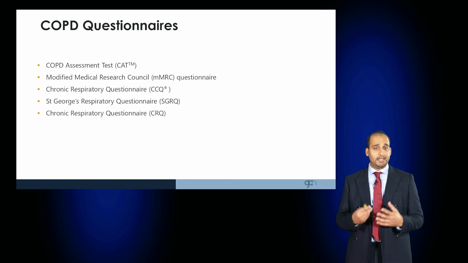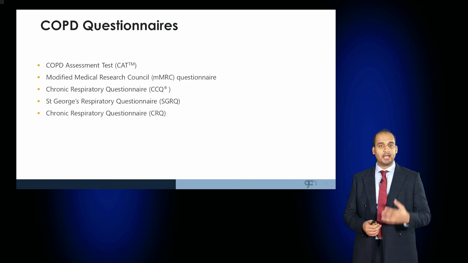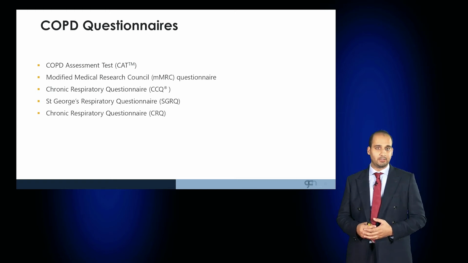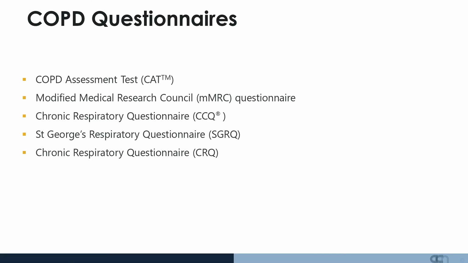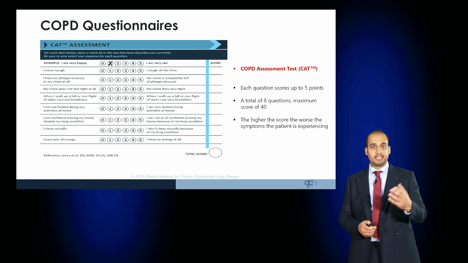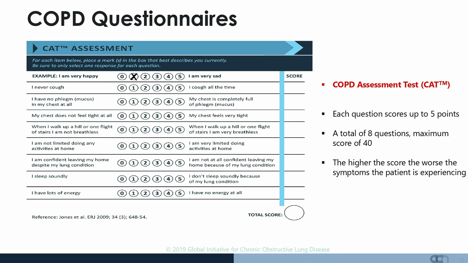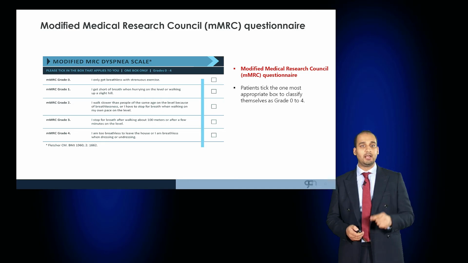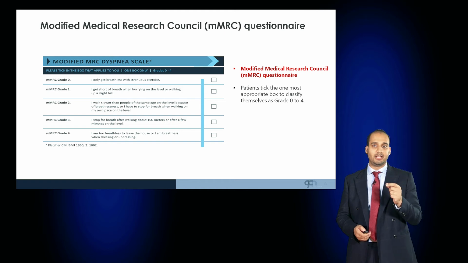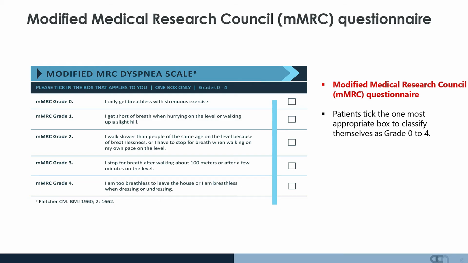As well as this, patients are asked a series of questions, and there are several potential questionnaires that can be used. Most commonly, we use the COPD assessment test or the Modified Medical Research Council questionnaire, the mMRC. The CAT test asks a number of questions. There are a total of 8 questions, and patients score 0 to 5, a maximum score of 40. The higher the score suggests that the patient is experiencing worse symptoms. The mMRC scale, patients rank themselves as grade 0 to 4 depending on how breathless they feel or how bad their symptoms are.